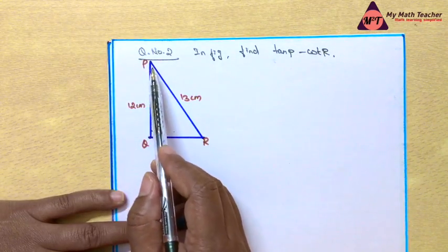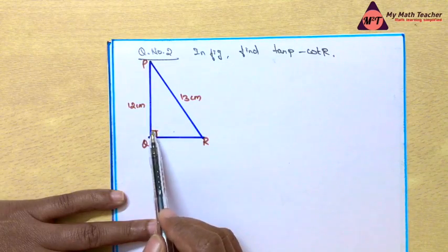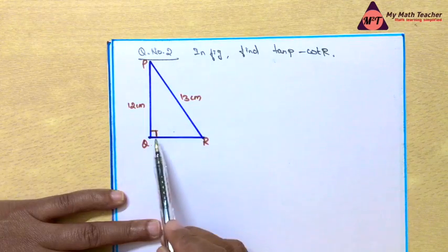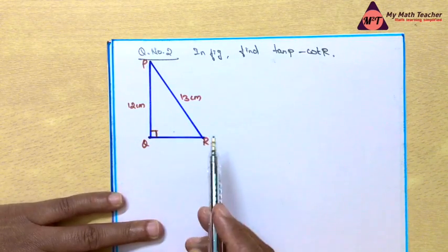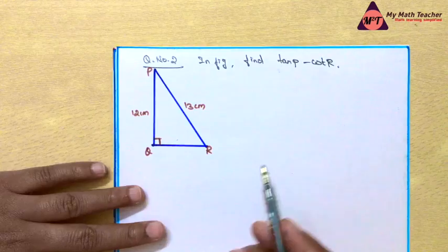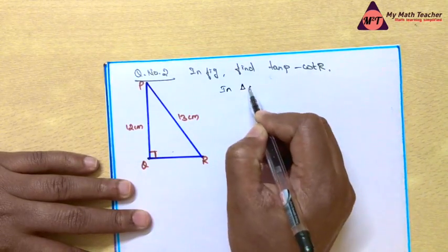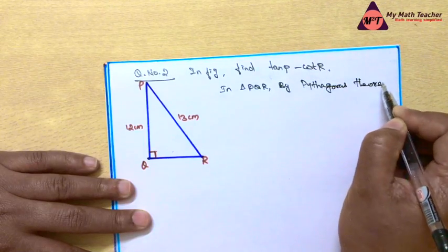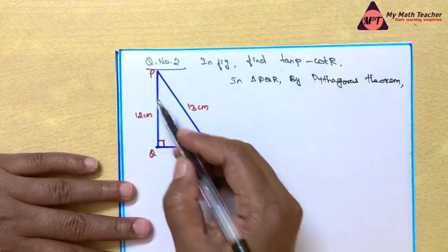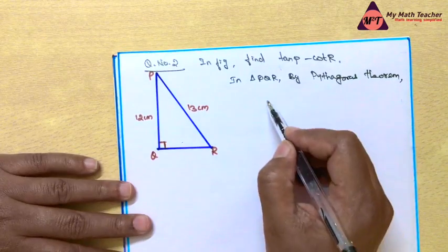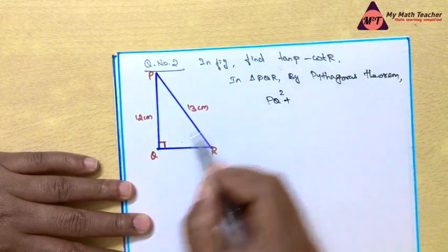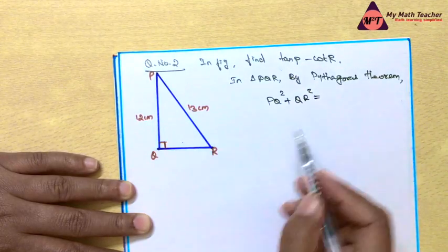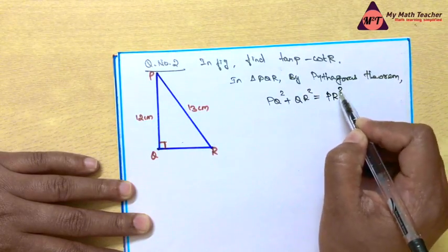The diagram is triangle PQR, which is right angled at Q. PQ is 12 and PR is 13. Whereas we have to find QR, which is not given. So as usual, Pythagoras theorem. Yes, we know that PQ square plus QR square is always equal to the hypotenuse square, that is PR square.